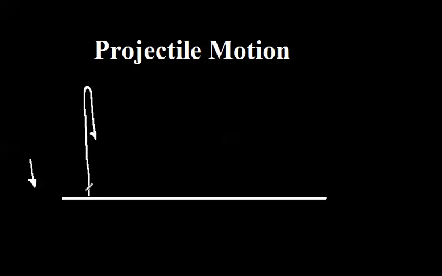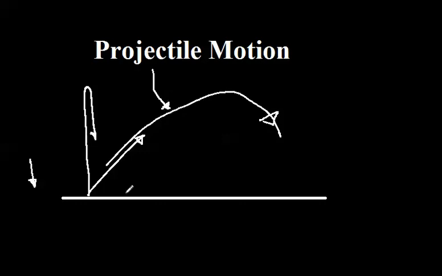But what if we have thrown it in a different direction? Say in this direction you are throwing the stone. It's going to go like this, and you call this path a parabolic path. If you are throwing the stone at any angle with the horizontal other than 90 degrees, then it's going to follow a parabolic path, and we call this path a trajectory, or you can call it projectile motion.